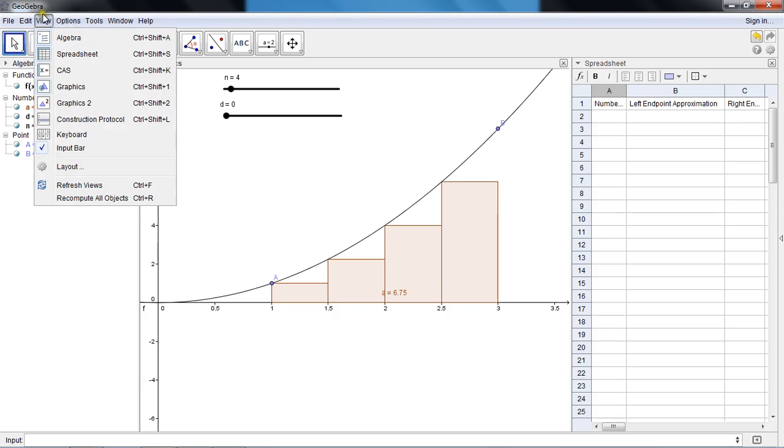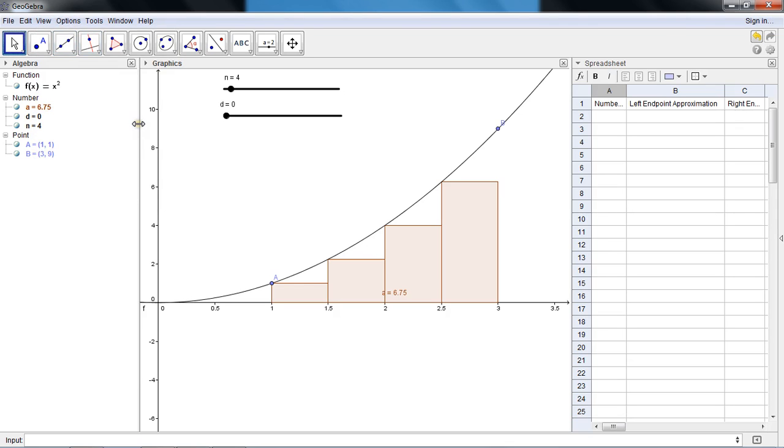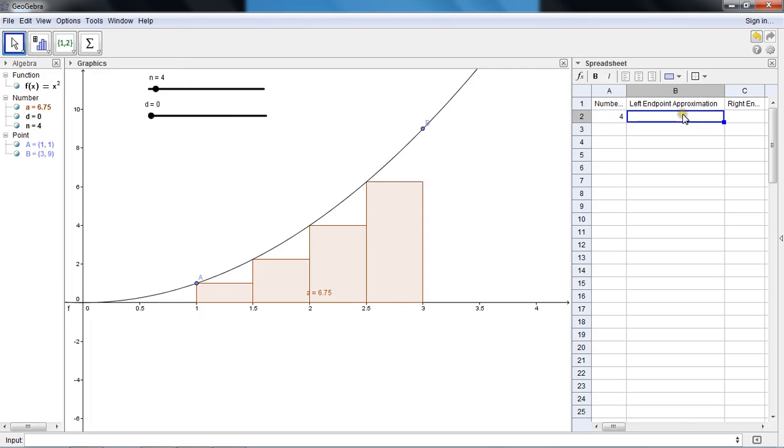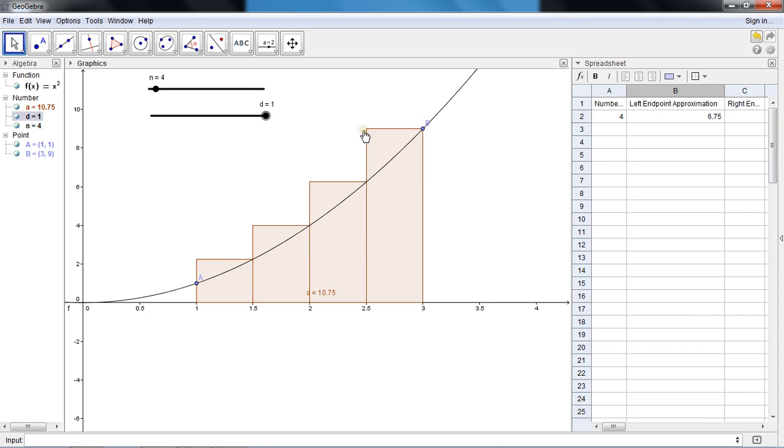Another thing that I did is that you can go and view the spreadsheet view in addition to the algebra view and the graphics view. We aren't actually really going to need this view. I'm going to make it smaller because it's not important. And I'm going to keep track of what we've done. So here, when the number of rectangles is 4, the left endpoint approximation, as we found before, was given by 6.75.